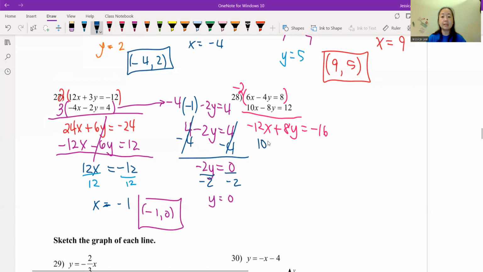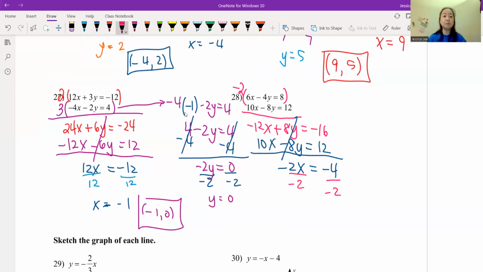Bottom number, exactly the same. We're not doing anything to it. We just copy it. And so again, we're adding them. So the 8y minus 8y are 0. And then this is going to be negative 2x is equal to negative 4. And then we're going to divide by negative 2. And we're going to get x is equal to positive 2.